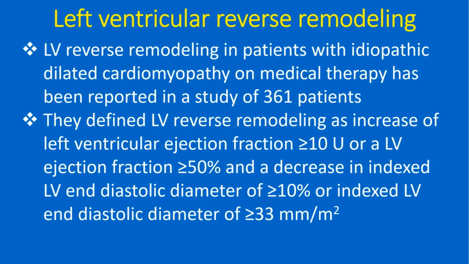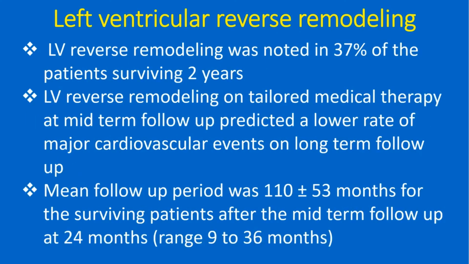Left ventricular reverse remodeling in patients with idiopathic dilated cardiomyopathy on medical therapy has been reported in a study of 361 patients. They defined LV reverse remodeling as increase of LV ejection fraction of more than or equal to 10 units or a LV ejection fraction of more than or equal to 50%, and a decrease in indexed LV end-diastolic diameter of more than or equal to 10% or indexed LV end-diastolic diameter of less than or equal to 33 mm per meter squared. LV reverse remodeling was noted in 37% of the patients surviving 2 years.